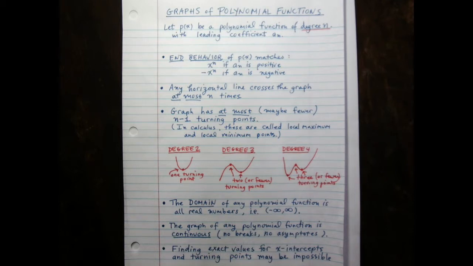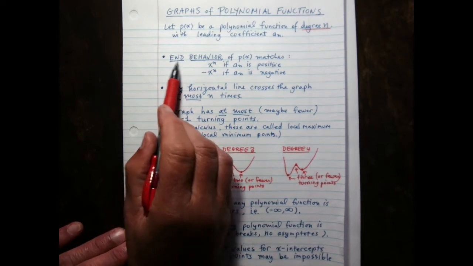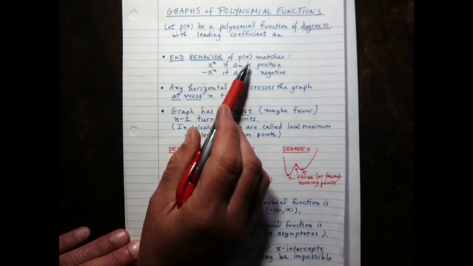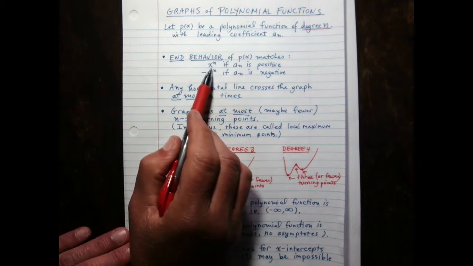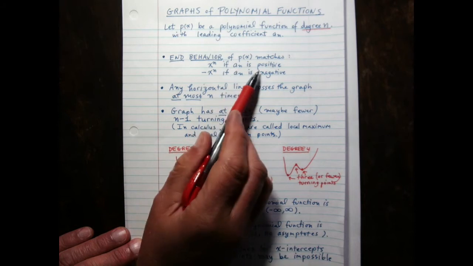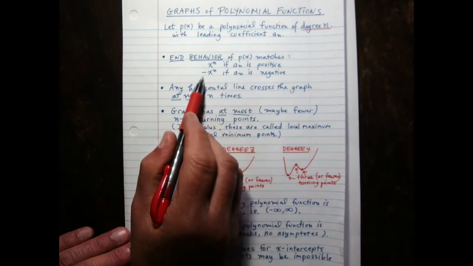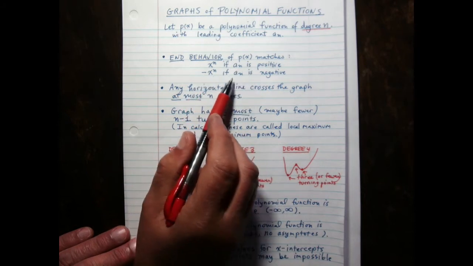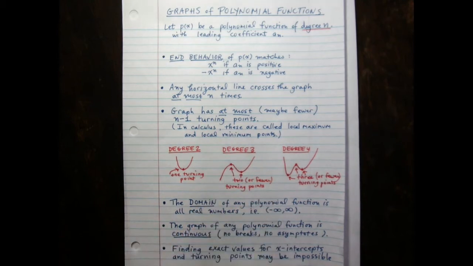Let p of x be a polynomial function of degree n with leading coefficient a sub n, so any polynomial function at all. What's important is that you understand that we know what the end behavior is for that function. It will match x to the n if the lead coefficient a sub n is positive. It will match minus x to the n if the lead coefficient a sub n is negative.